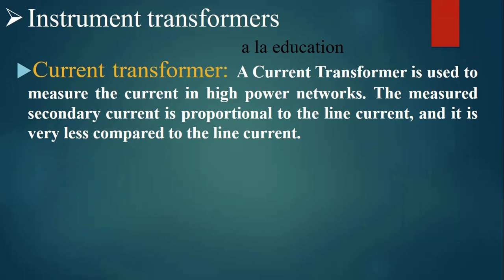This current transformer will scale down the 10,000 amps current into 2 amps and 10 amps and 20 amps or 100 amps. So 2 amps, 10 amps, 100 amps we can measure very easily. By using the turns ratio, we can easily calculate the line current.